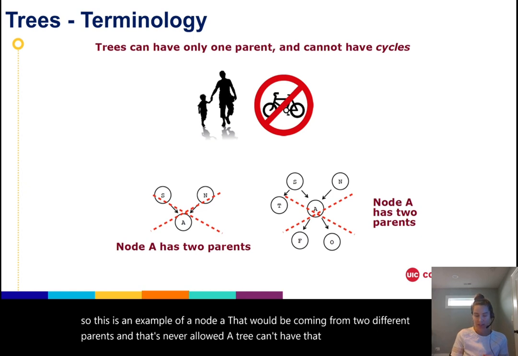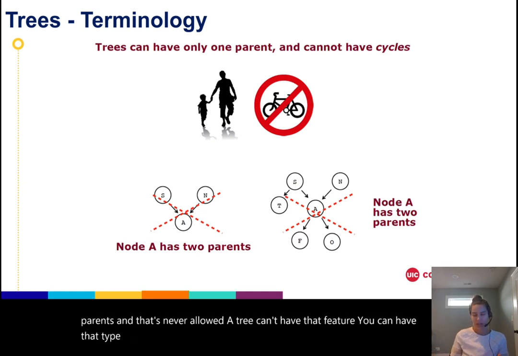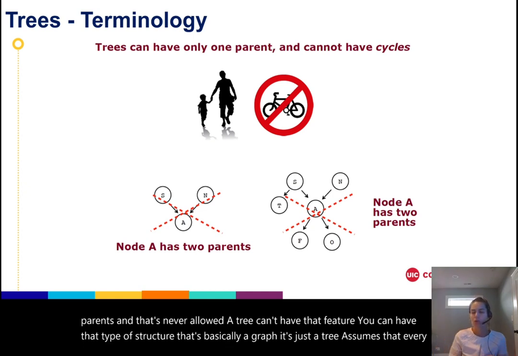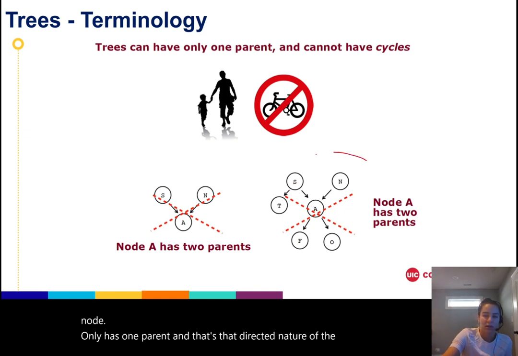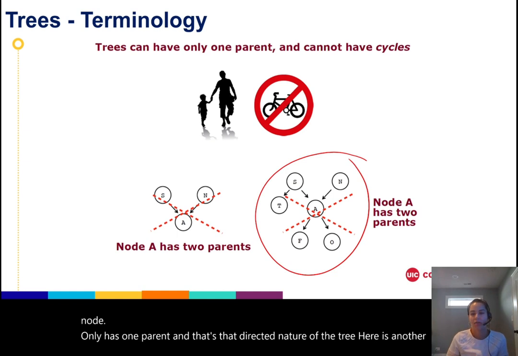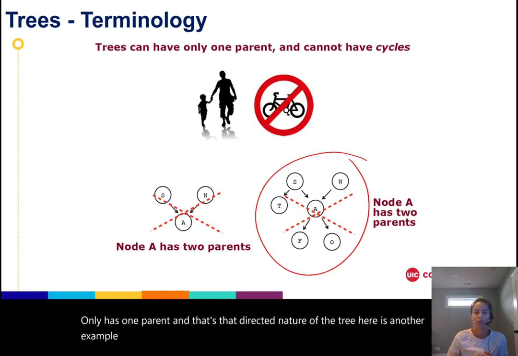You can have that type of structure. That's basically a graph. It's just that a tree assumes that every node only has one parent, and that's the directed nature of the tree. Here is another example where node A has 2 parents as well.